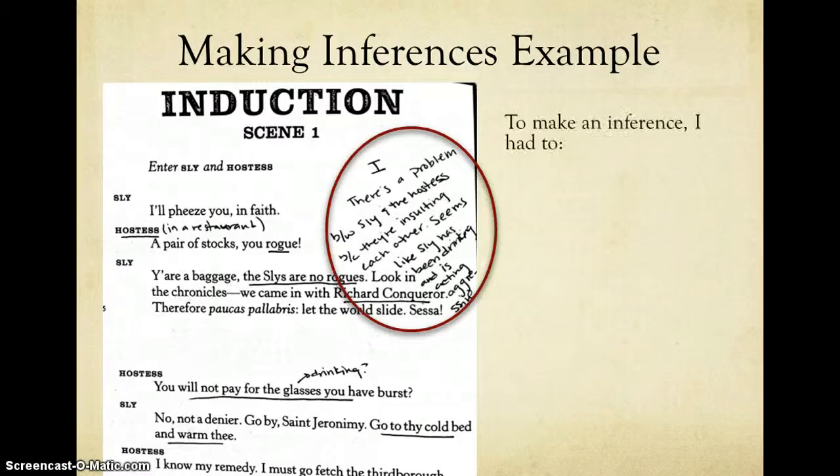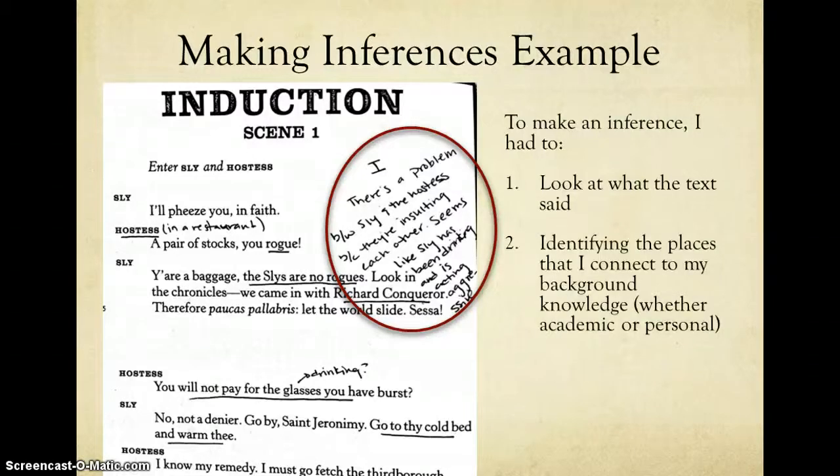So it seems like Sly has been drinking and is acting aggressively. To make this inference, I had to do three things. One, I had to look at what the text said. You see that in my underlining. Notice how there are various points on this page underlined. Usually to draw an inference, you need to look at various parts of the text. I also had to identify places that I connect to my background knowledge, whether that background knowledge is academic or personal. One example is the use of an exclamation mark. I know that when using an exclamation mark, there's going to be some really strong emotions, right? That's some background knowledge that I have.